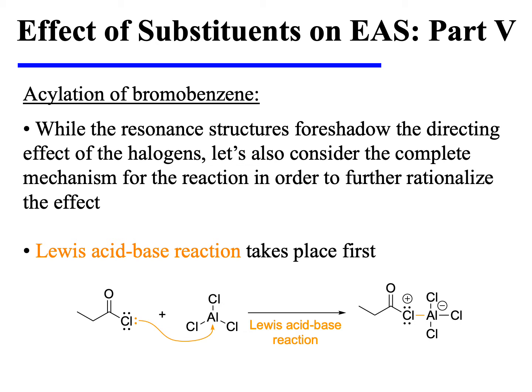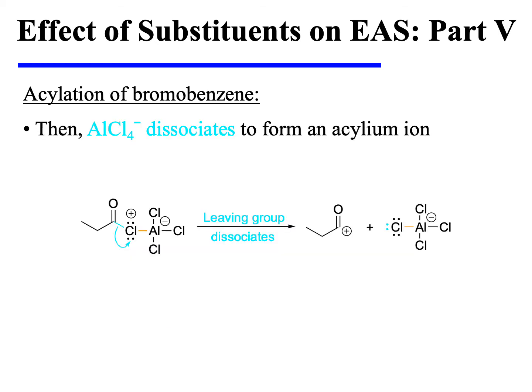The mechanism begins with Lewis acid-base reaction between the acid chloride and aluminum trichloride. Then, aluminum tetrachloride anion dissociates to form a positively charged acylium ion, our potent electrophile for the EAS reaction.